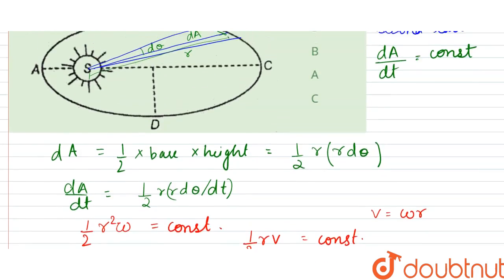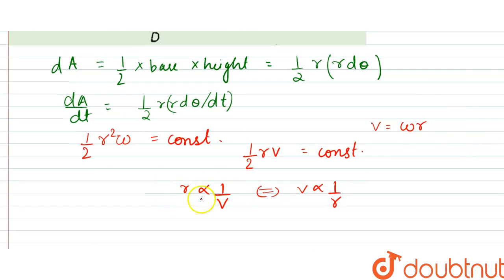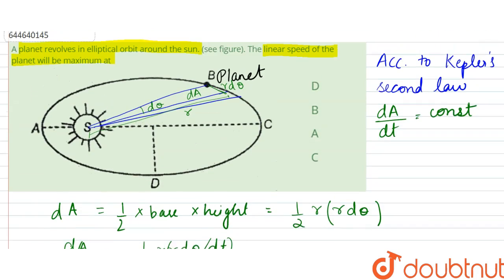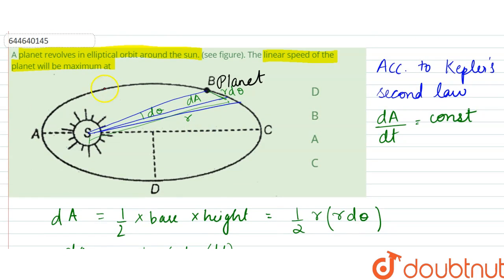when r is maximum, the velocity would be minimum. And when r is minimum, velocity would be maximum. So the linear speed of the planet will be maximum at the least distance, when r is very small. The least distance is perpendicular to this, that is at A. So at A, we would have maximum linear speed. So C is our answer.